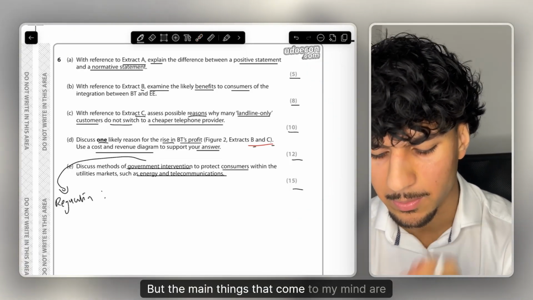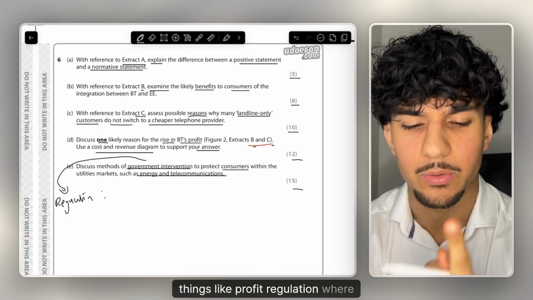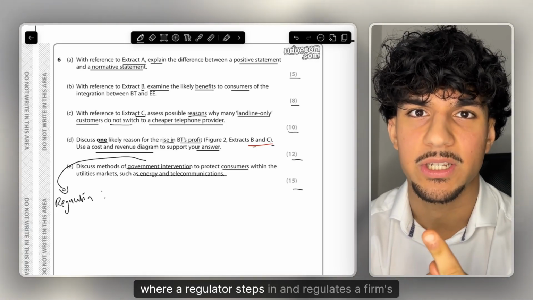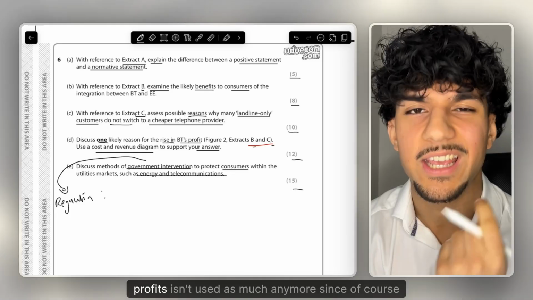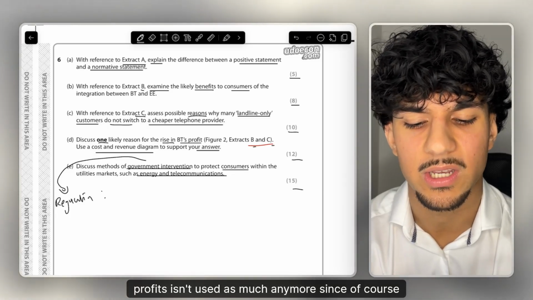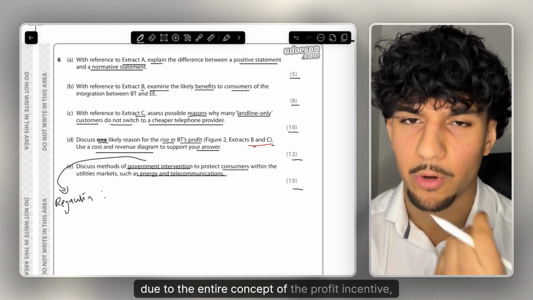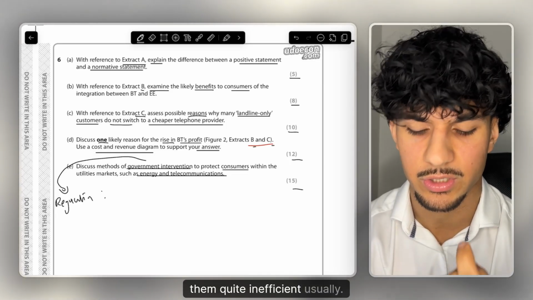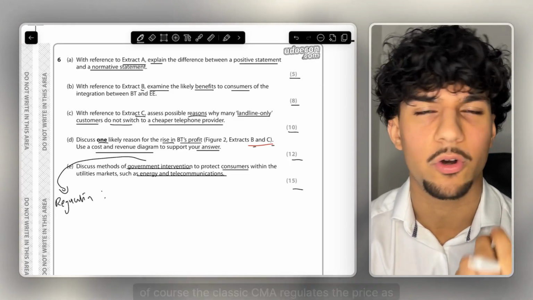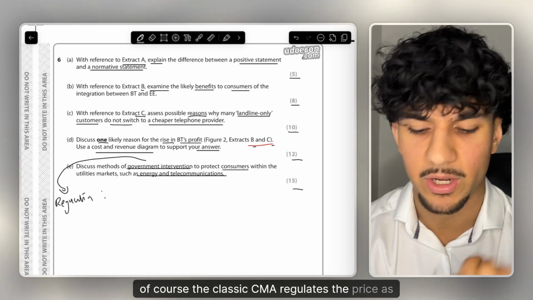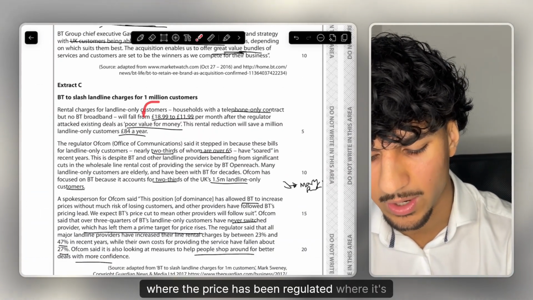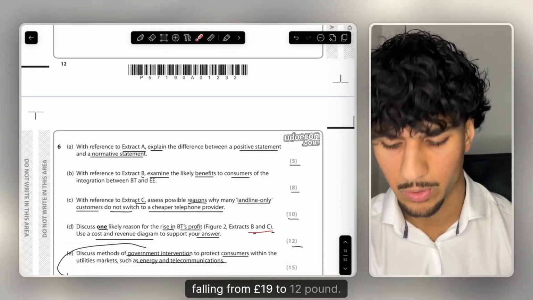But the main things that come to my mind are things like profit regulation, where a regulator steps in and regulates a firm's profits. It isn't used as much anymore, due to the entire concept of the profit incentive. If you reduce a firm's profit incentive, it usually makes them quite inefficient. But then other things like price regulation, the classic, where the CMA regulates the price, as you can see in this extract here, where the price has been regulated, falling from £19 to £12 now.